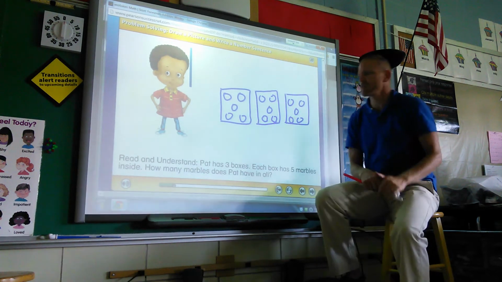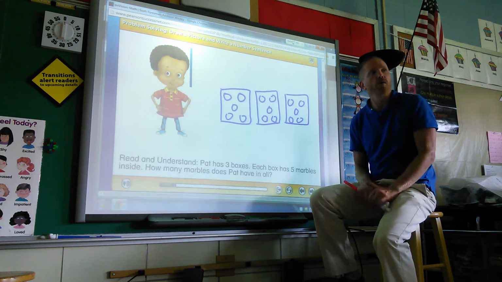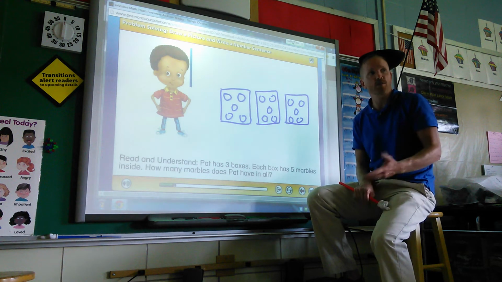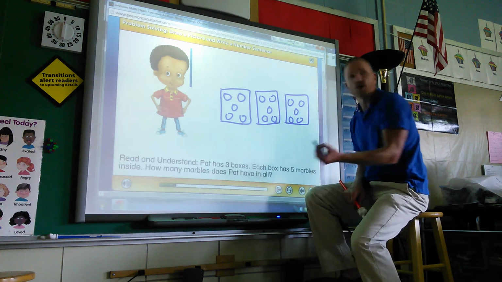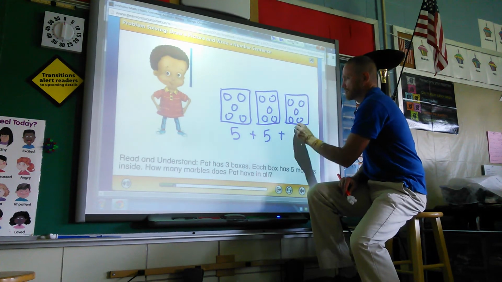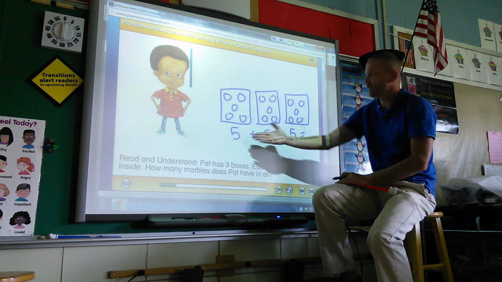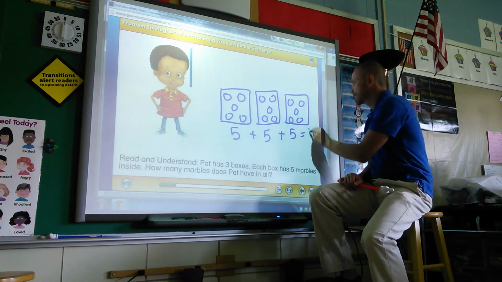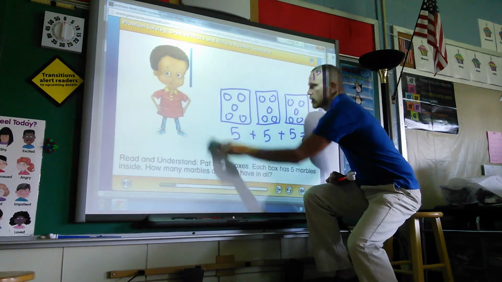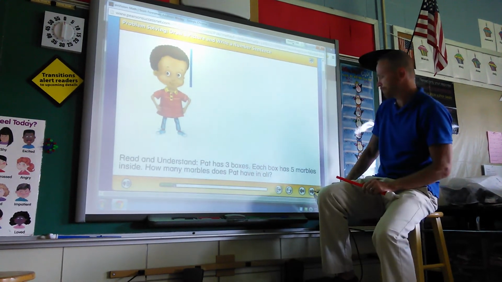And the final question this is asking is how many marbles does Pat have in all? And so I would ask them, look at this and can you tell me a repeated addition sentence that would go with it? And the goal is that they would come up with 5 plus 5 plus 5 equals, so can you count by 5s? 5, 10, 15. The answer is 15. Then once we've gone through this, we'll go to the next clip to see if we have it right.